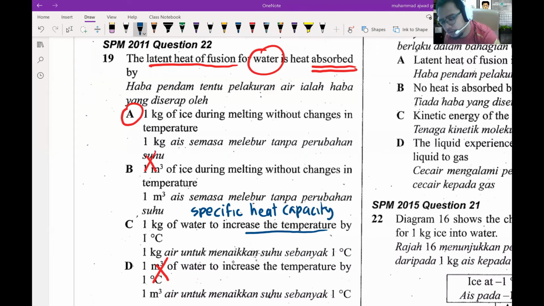Oh, ya, ada message chat. Apa? Oh. Alright.